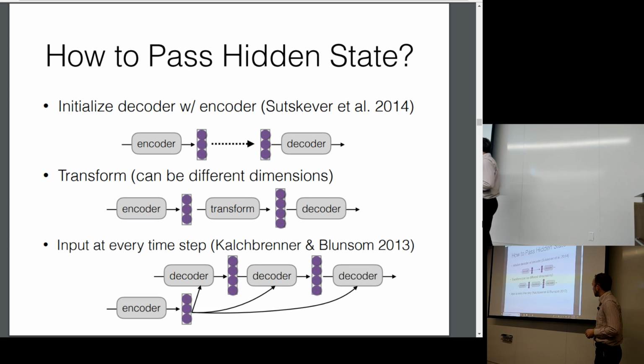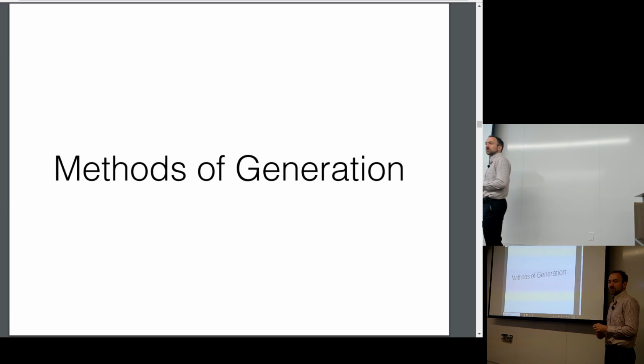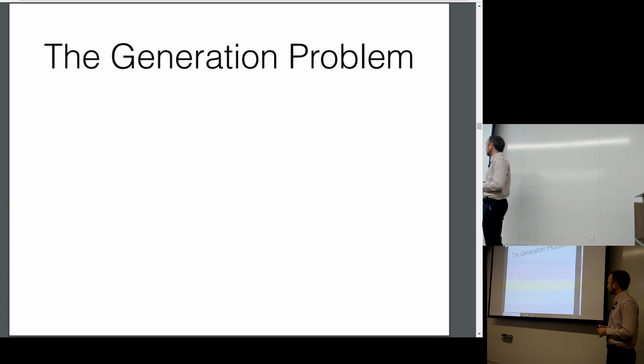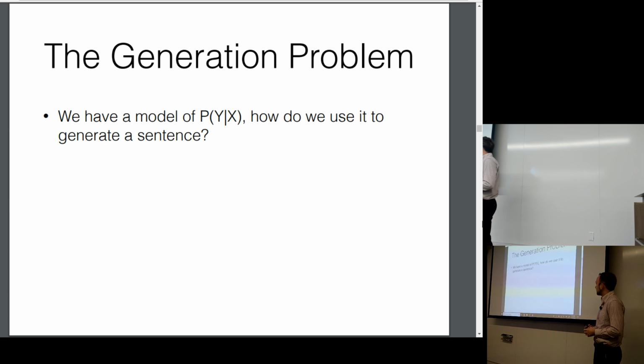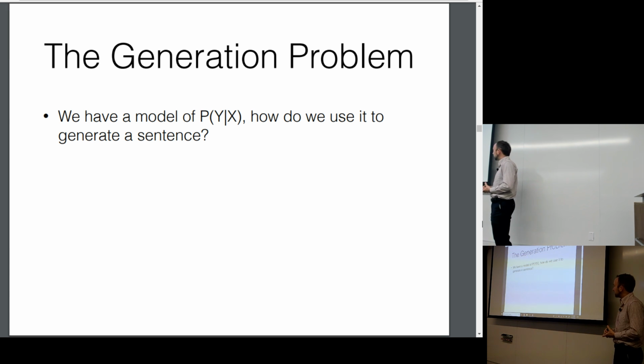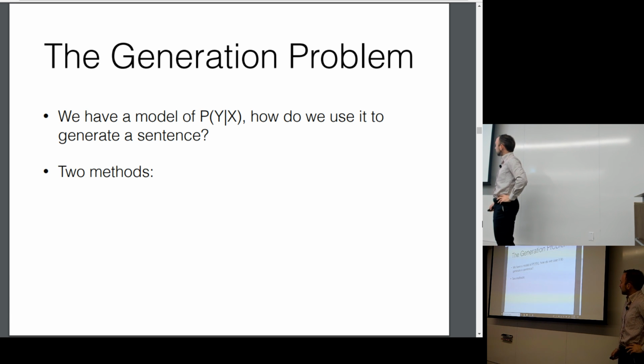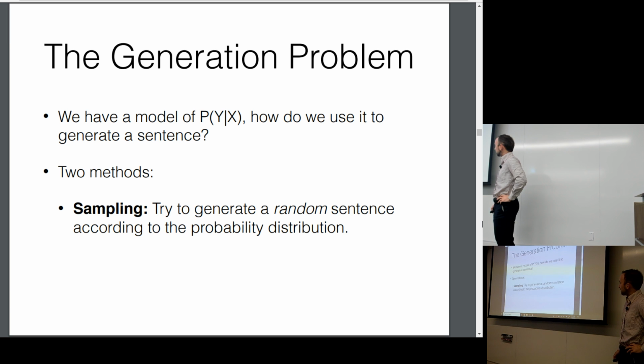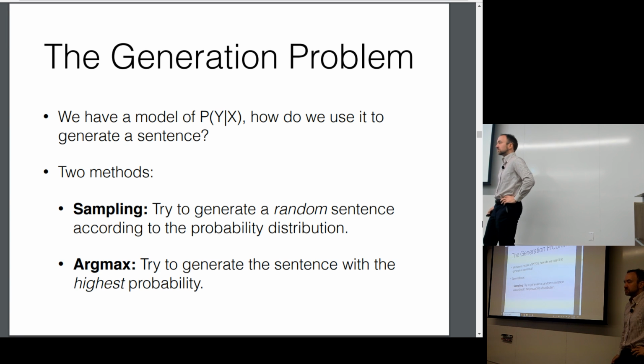So I'm actually going to touch on that a little bit here in terms of methods of generation from these models. Because the model itself is pretty simple, most of the complexity comes in when you actually want to generate things from the models. So now we have a model of P of y given x, P of our output given our input. So how do we generate a sentence? There's basically two methods to do so. One is sampling. We try to generate a random sentence according to the distribution. And the other one is argmax. So we want to try to generate the sentence with the highest probability.